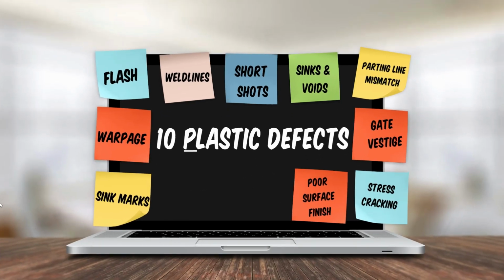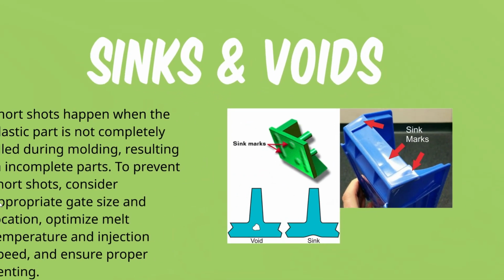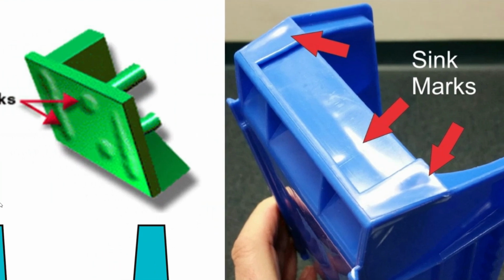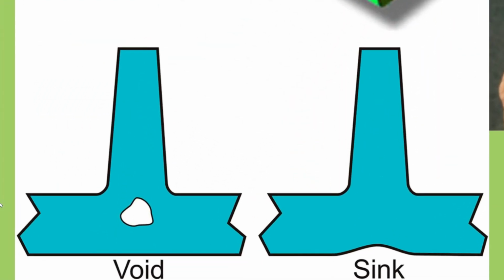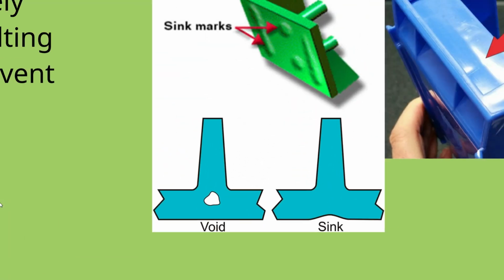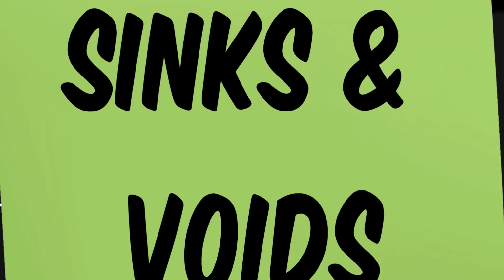6. Sinks and voids. Sinks and voids are internal depressions or air pockets within the plastic part. Proper wall thickness and adequate cooling can help minimize sinks and voids.